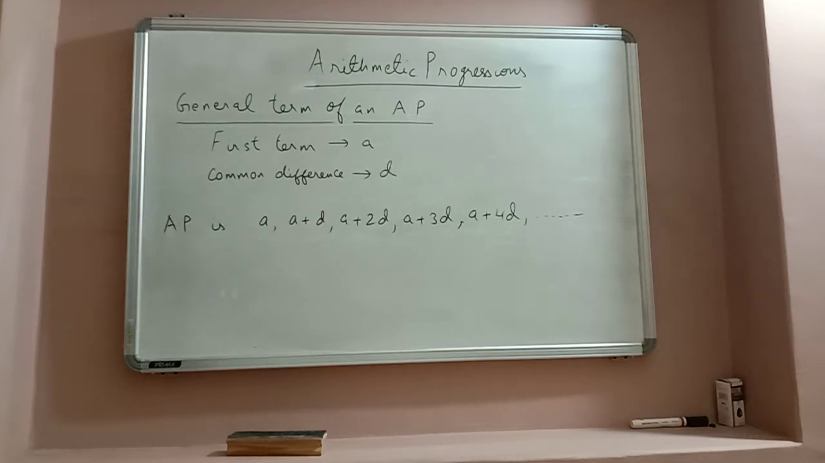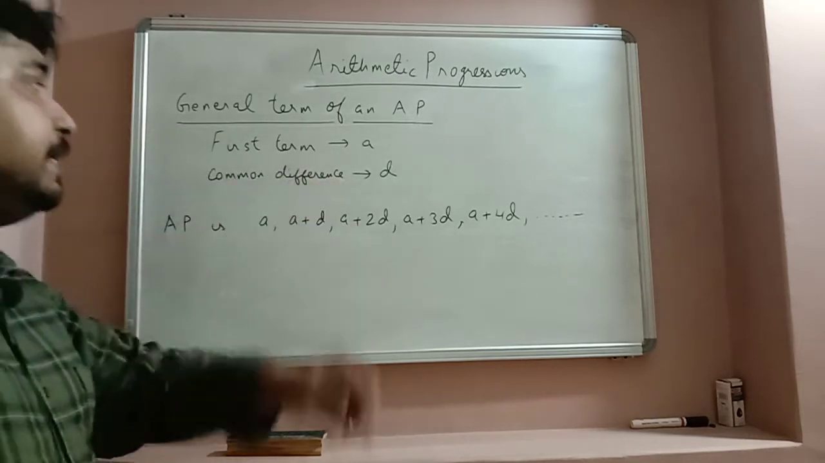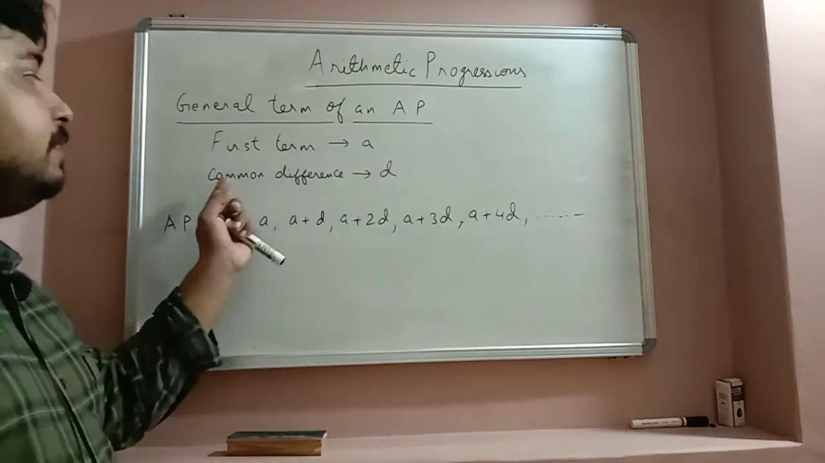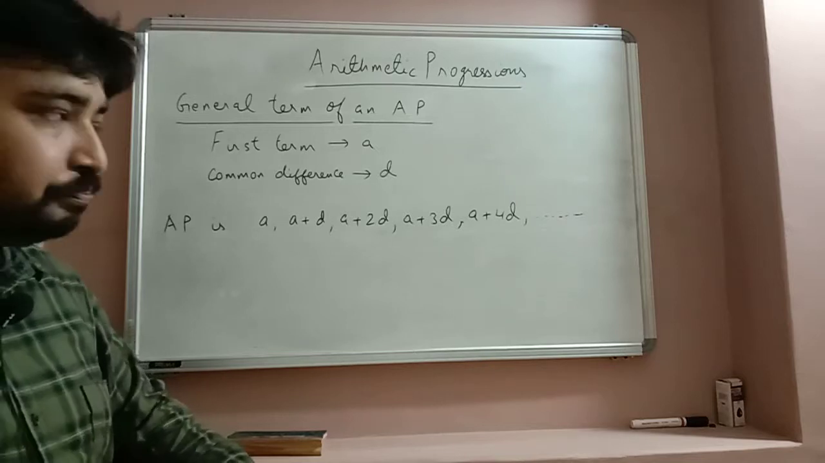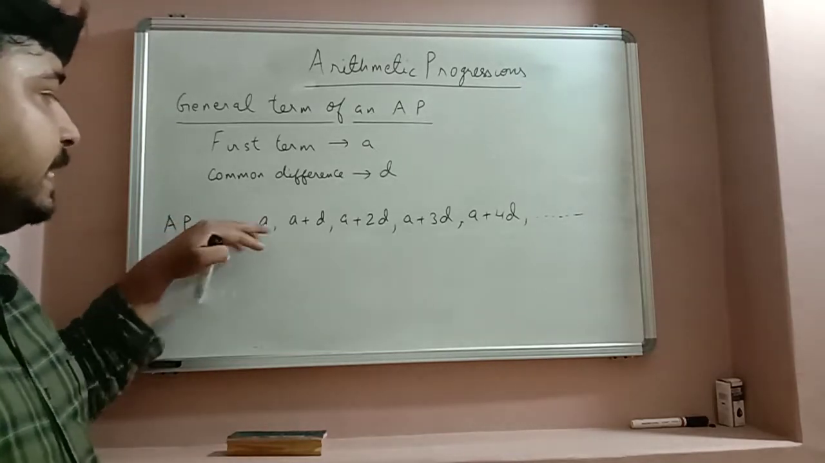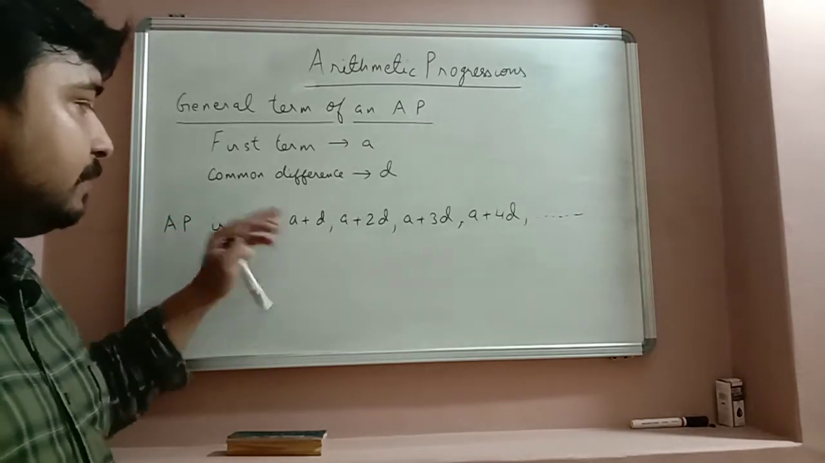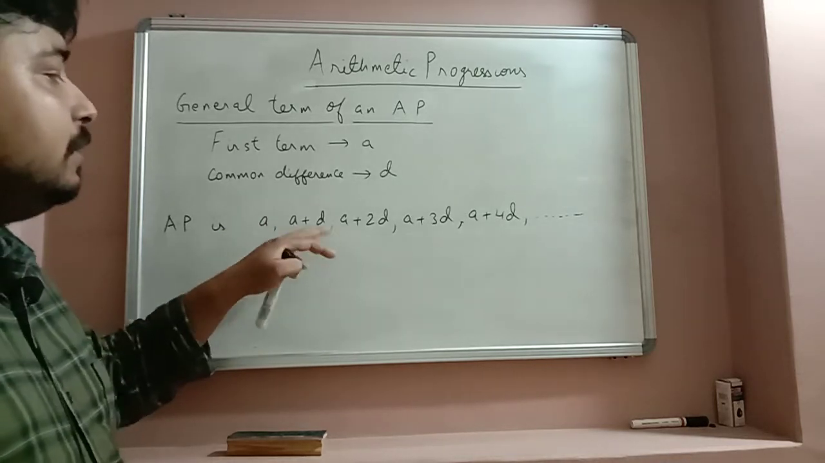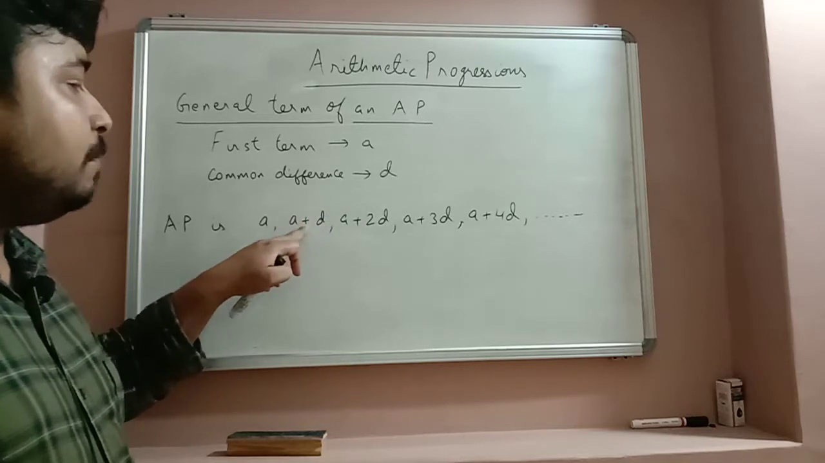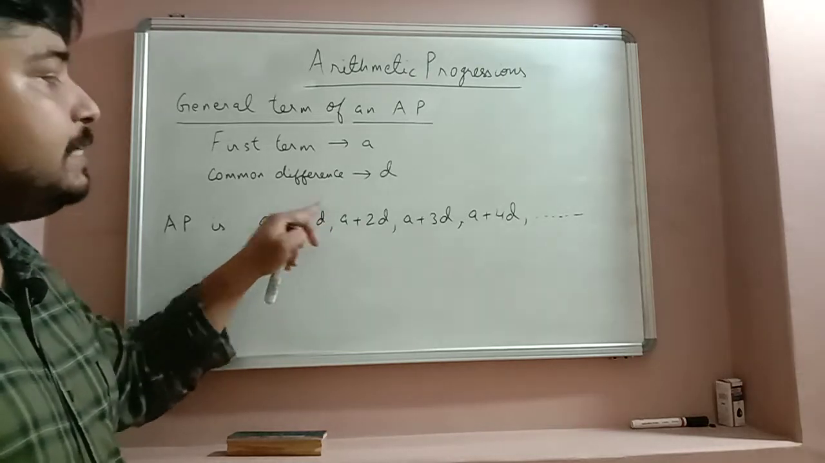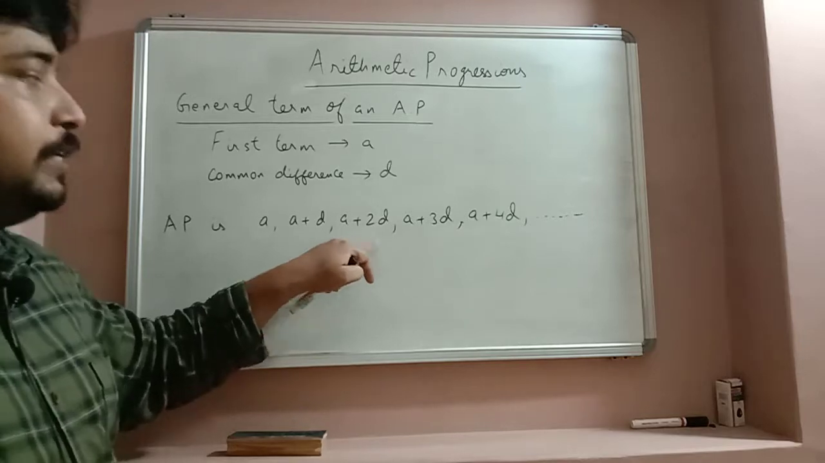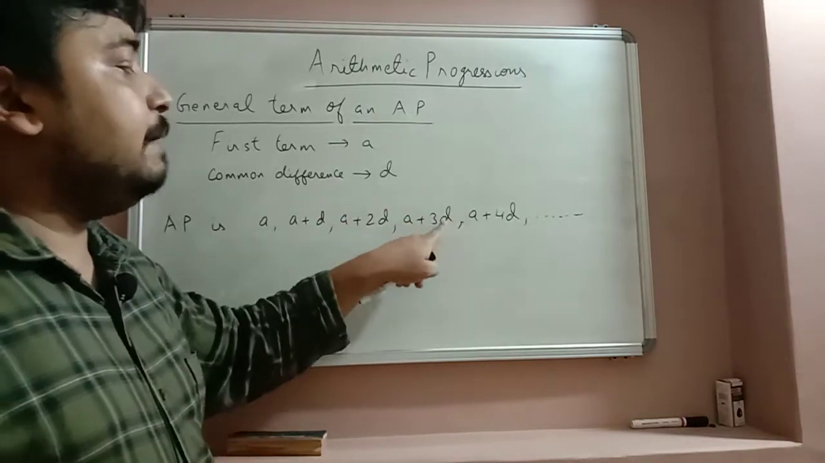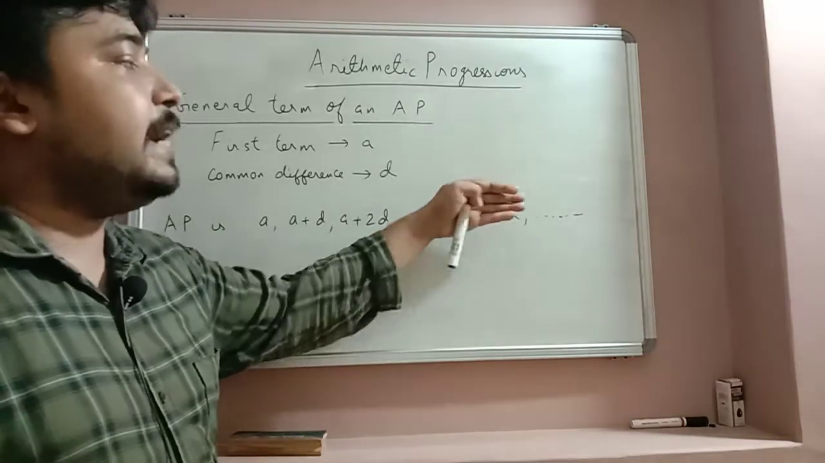Alright students, now let's discuss the general term of an AP. Let me assume that the first term of an AP is a and the common difference is denoted by d. Then the AP will be a, a plus d. The second term can be found by adding the common difference to the first term. Now the third term can be found by adding the common difference to the second term. So a plus d plus d, that is a plus 2d. Now a plus 2d plus d is a plus 3d, and a plus 3d plus d is a plus 4d, and so on.